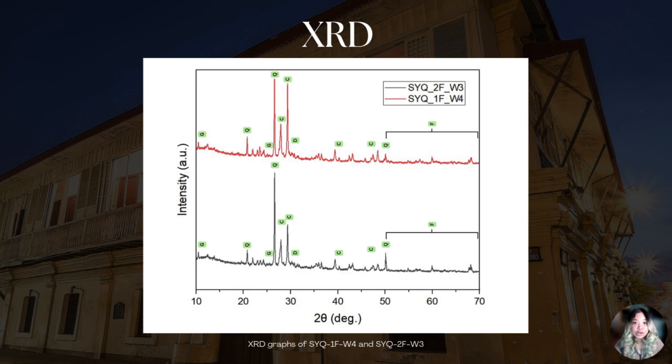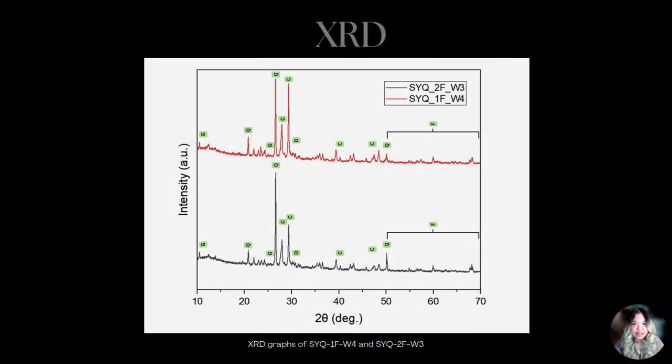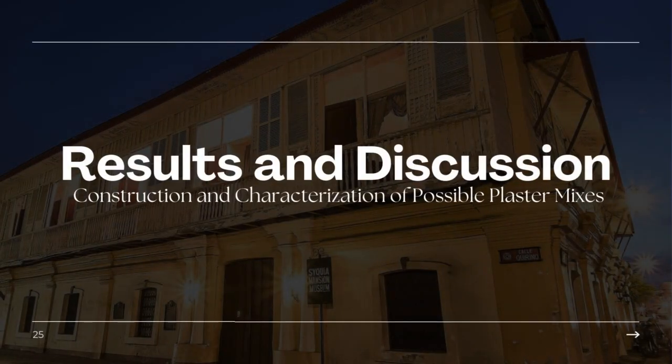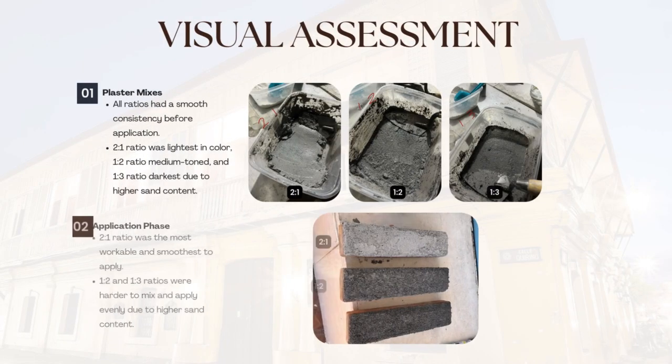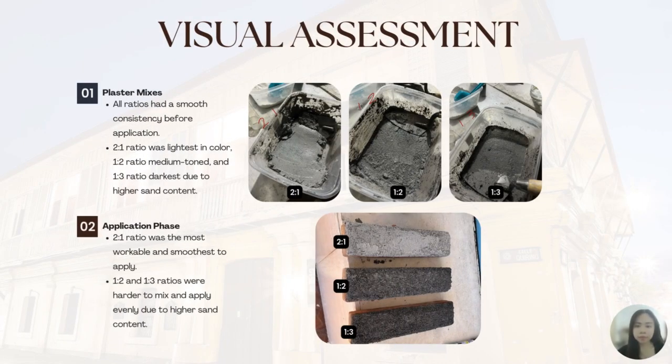The XRD findings corroborate the FTIR data, which also indicated the presence of calcium carbonate. Detection of gypsum offers insights into the plaster's alteration over time. Next, we have the results and discussion for the construction and characterization of possible plaster mixes. Visual assessment of the plaster mixes showed varying water content based on the lime to sand ratio. The 1:3 mix required the most water due to higher sand content, while the 2:1 mix needed the least.